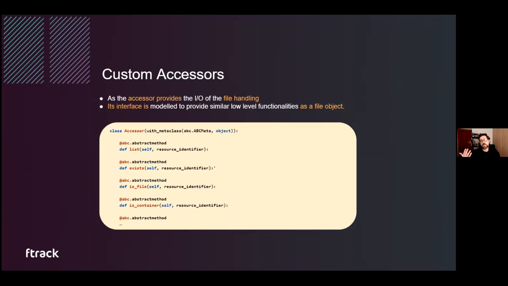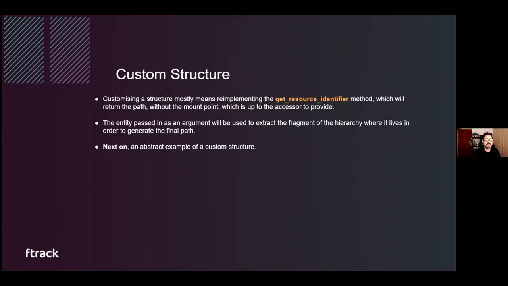And as we said, the accessor really is about the heavy lifting of the data, so it will be represented as a file object. For a custom structure, the structure really is mostly just overriding the method get resource identifier. Get resource identifier will accept an entity as input and will return the full composed path. So when you do get file system path, that's what gets called, and it will return you the file system path. And this is where you want to customize your path in order to have your custom output.